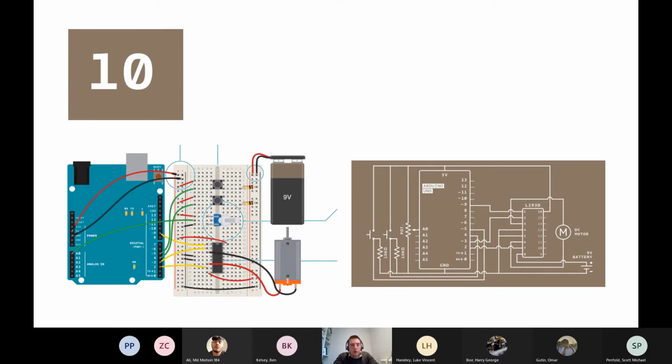Here we've still got a DC motor and a 9-volt battery. What do you think is different about this circuit from the last one functionally? What can we do here that we couldn't do before? The rotations control the speed.